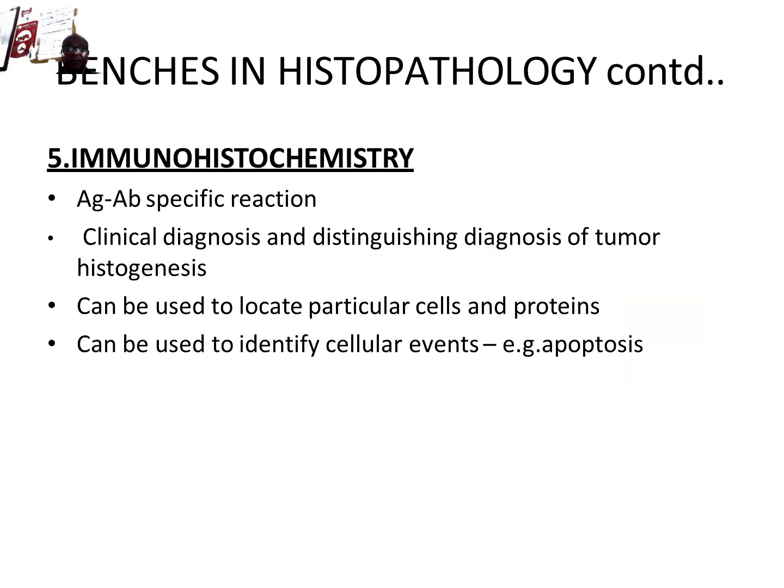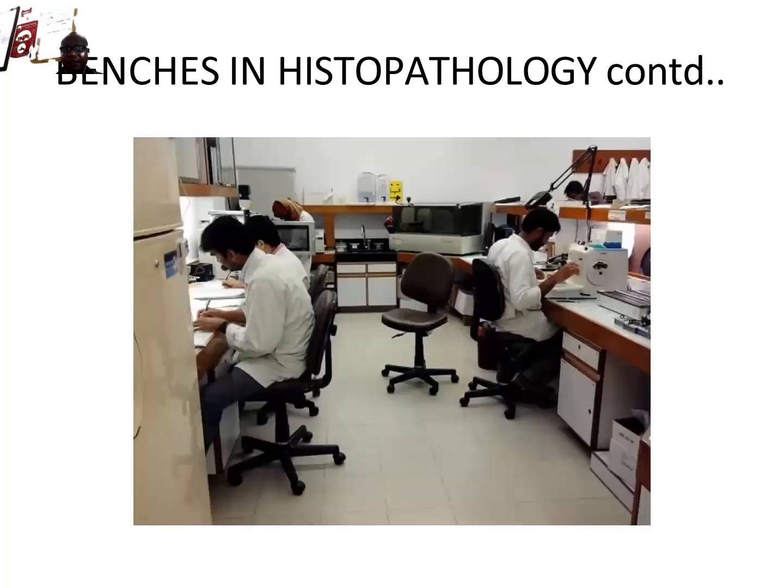Immunochemistry is another branch of the specialty. This is where you study immune reactions like antibody-antigen reactions. You study things like cytokines, chemokines, toll-like receptors, B lymphocytes, all of which change during a disease. Clinical diagnosis and distinguishing diagnosis of tumor histogenesis can be used to locate a particular cell or protein, or to identify a cellular event like apoptosis. Apoptosis is programmed cell death which naturally occurs in our body. So we can see this is a laboratory where people are working, analyzing results and presenting for various reasons.